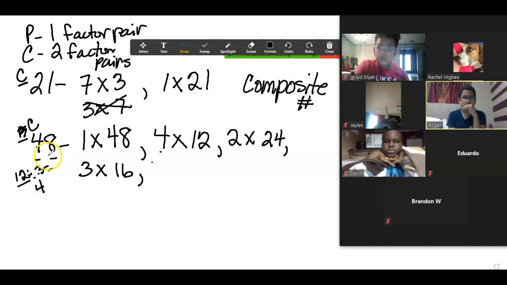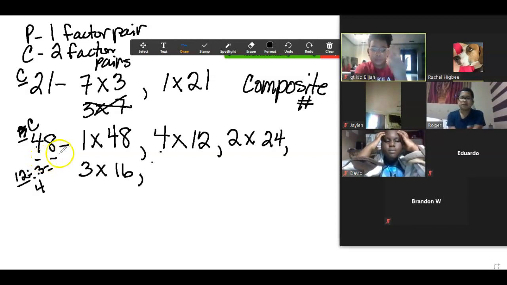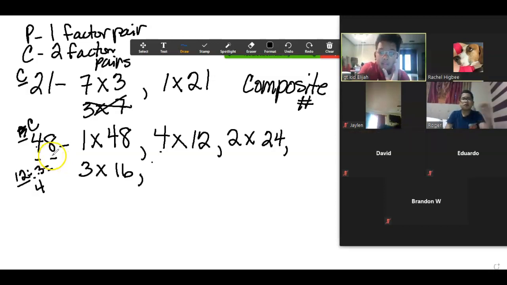Meaning, if I divide it by 5, I have no leftovers. No, because in order to be divisible by 5, I have to have a 0 or a 5 on the end, right? Okay, so that wouldn't work. All right, so I have enough factors here. I have 4 factor pairs to prove that Jalen was correct, that it is a composite number.